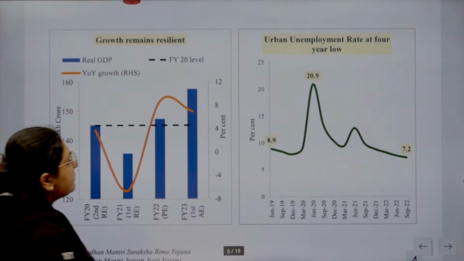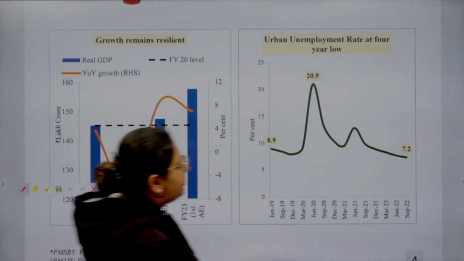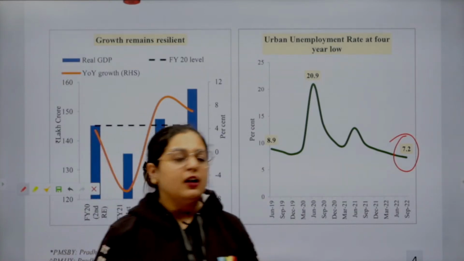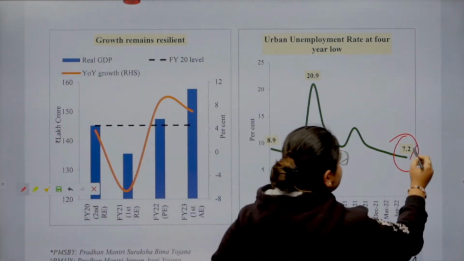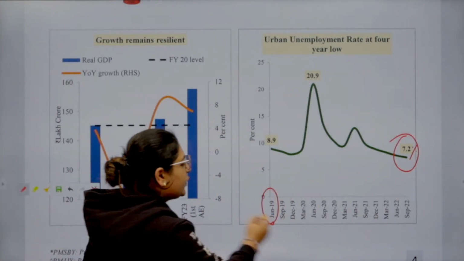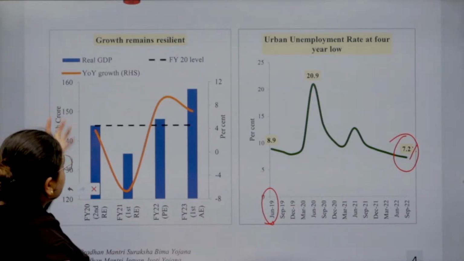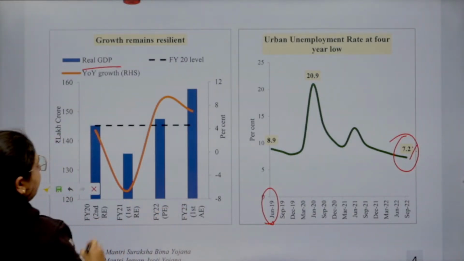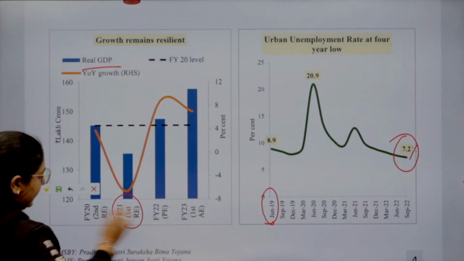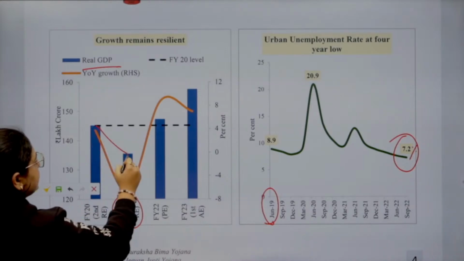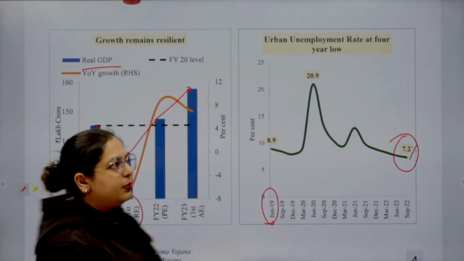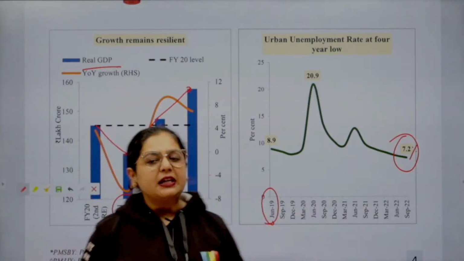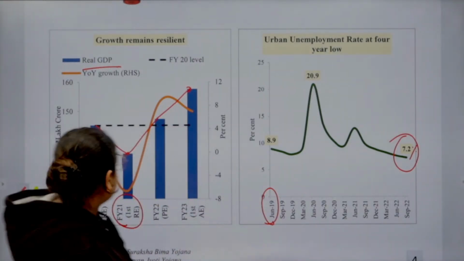Then next, speaking of the urban unemployment rate at a 4-year low, this time we've got a bit of good news that over the span of 4 years, our unemployment rate has gone down, and as you can see, it is somewhere around 7.2% now as compared to June 2019. And next we have the growth, that is the real GDP so far, right? In the financial year 21, during the COVID times, the real GDP was down. However, India picked up in the post-COVID economic recovery, and this year we also project that the economic recovery will be smooth and India will grow at a fast rate, right?